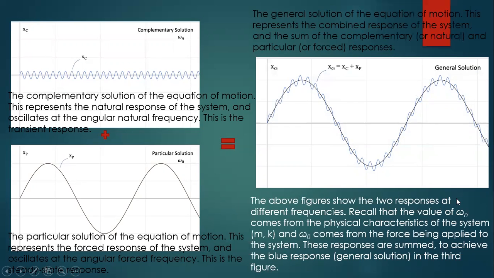So the above figure shows two responses at different frequencies. Recall that the values of omega n come from the physical characteristics of the system, like m, k, and omega naught comes from the forcing being applied to the system. These responses are summed to achieve the blue color. Blue color shows us the general response because we summed up the particular one and the complementary together. Then the superimposed part will give us this type of solution.